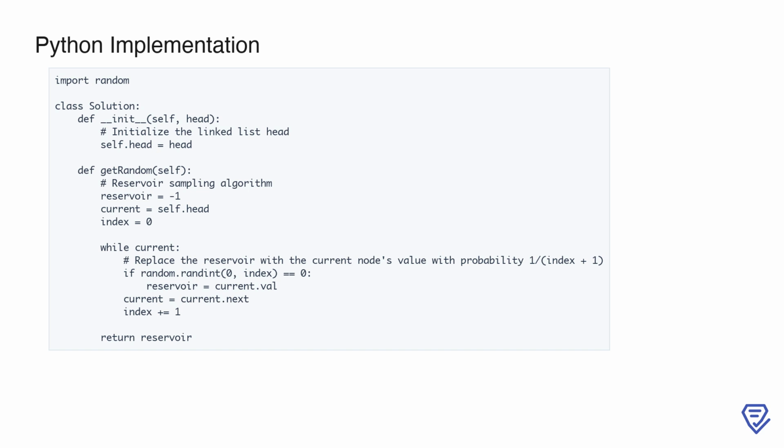This approach has a time complexity of O(n), where n is the number of nodes in the linked list, because we traverse the list once. The space complexity is O(1), as we only use a few variables for the algorithm and do not require additional data structures. This makes the solution efficient and well suited for the problem's constraints.